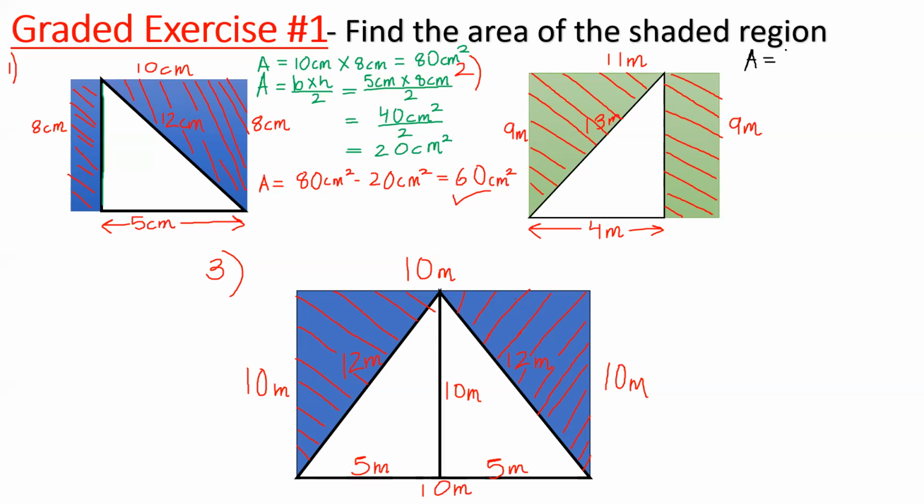And what is length times width? 11 times 9. Very good. So it's going to be 11 meters multiplied by what? 9 meters. What is 11 times 9? 99. 99 meters squared. Very good.